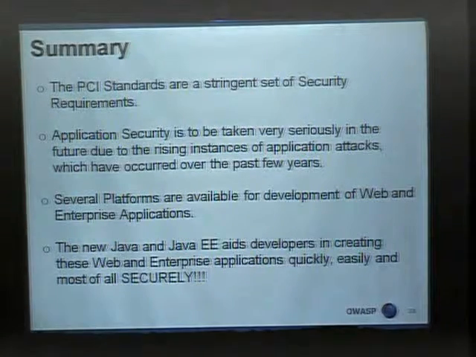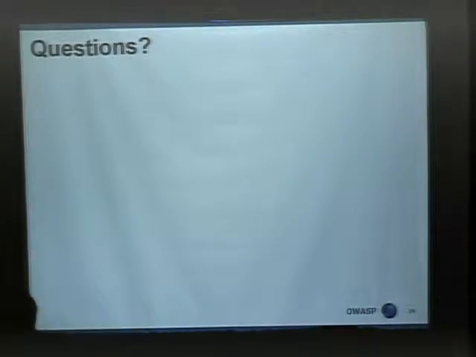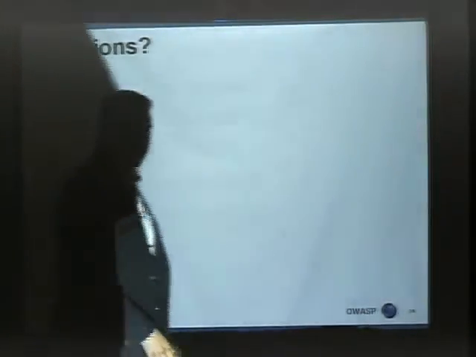As I said, we have already started using the new Java EE way of creating applications for different types of industry. That includes retail, healthcare, banking, and insurance, and so on and so forth. With this, thank you. Any questions? Any questions on PCI or anything else?